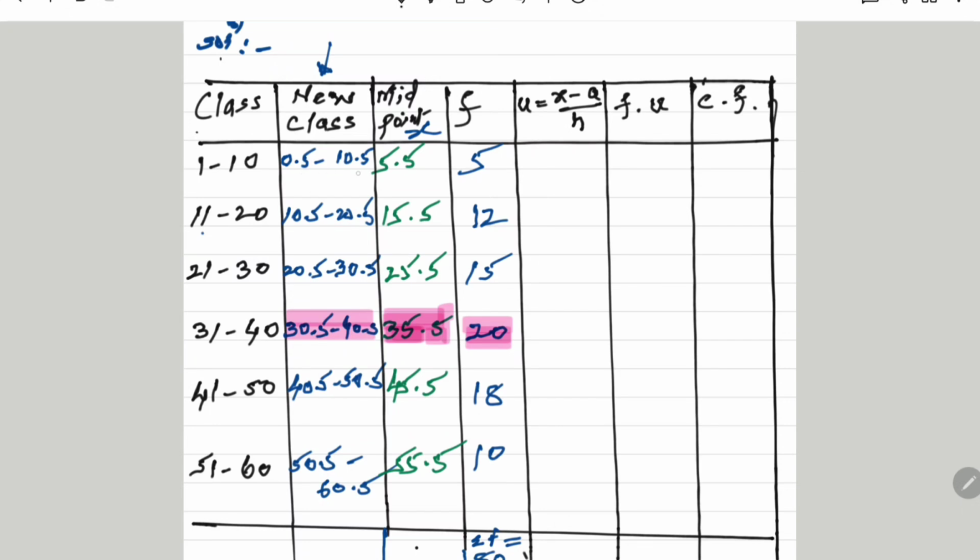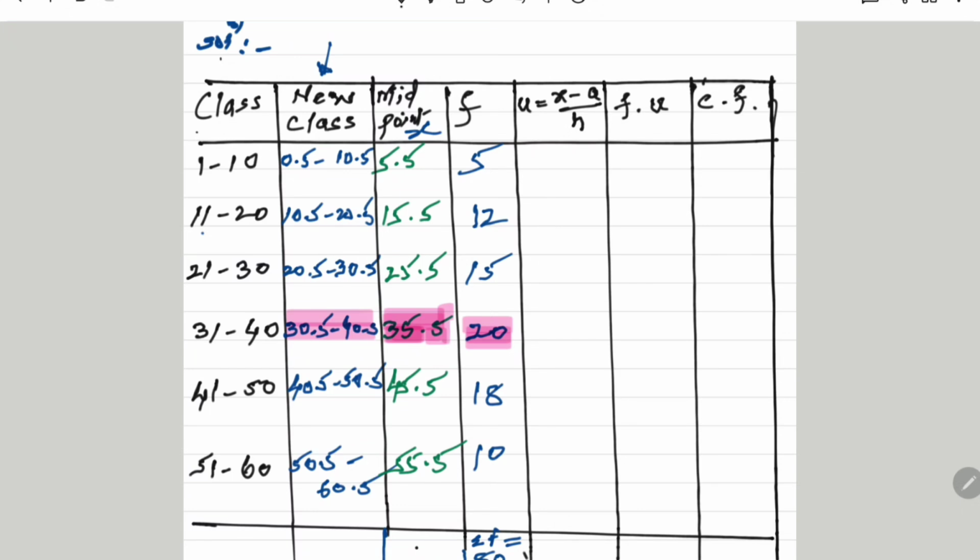Then we find the midpoint of this new class. Therefore, the average of 0.5 and 10.5 is 5.5. Midpoint is 5.5 and then increase it by 10. Therefore, next one is 15.5, next 25.5, next 35.5, 45.5 and the last one is 55.5. These are the values of x. Then we write down the corresponding frequencies. For the first class, it is 5, next one is 12, third 15, next 20, next 18 and last one is 10. Therefore, using the given information, we can fill up this column.